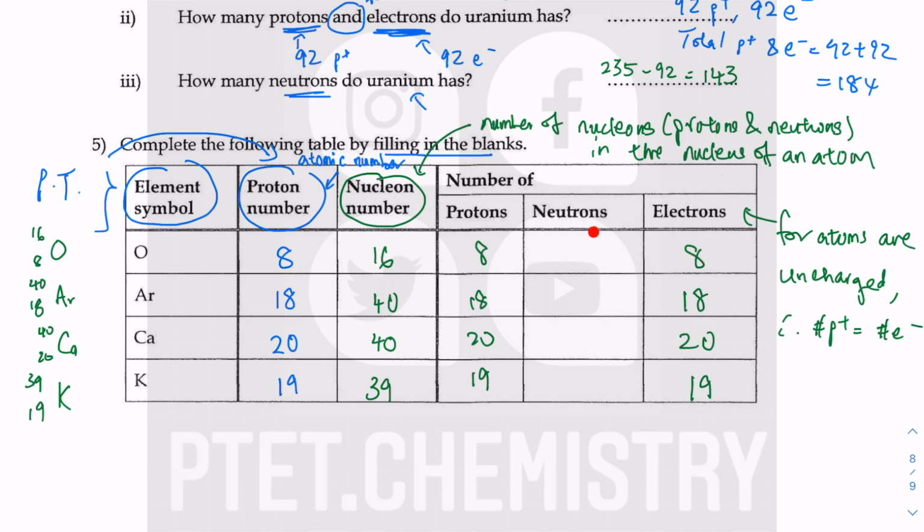Your number of neutrons is going to be nucleon number minus proton number. All right. So the number of neutrons is 16 minus 8, 16 nucleons minus 8 protons. All right. So that gives you 8. 40 nucleons minus 18 protons, you get 22 neutrons. 40 minus 20, you get 20 neutrons. 39 minus 19, you get 20 neutrons. All right.